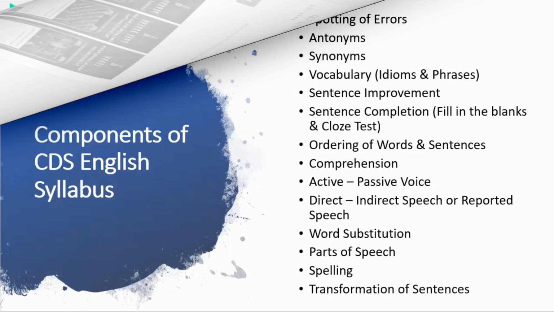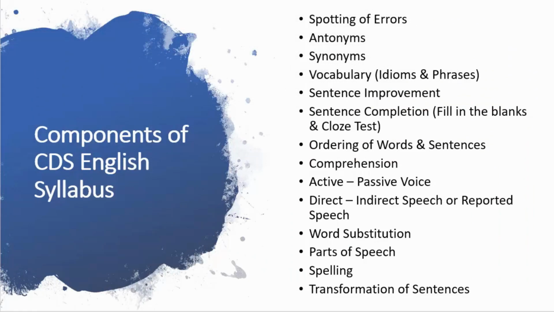Right, now I will begin with the components of the CDS English syllabus. It consists of spotting of errors, antonyms, synonyms, vocabulary, basically idioms and phrases, sentence improvement, sentence completion, which comes in the form of fill in the blanks or cloze test, ordering of words and sentences, comprehension, active passive voice, direct indirect speech or reported speech, word substitution, parts of speech where you need to identify certain words belonging to certain parts of speech, spelling errors, and transformation of sentences.